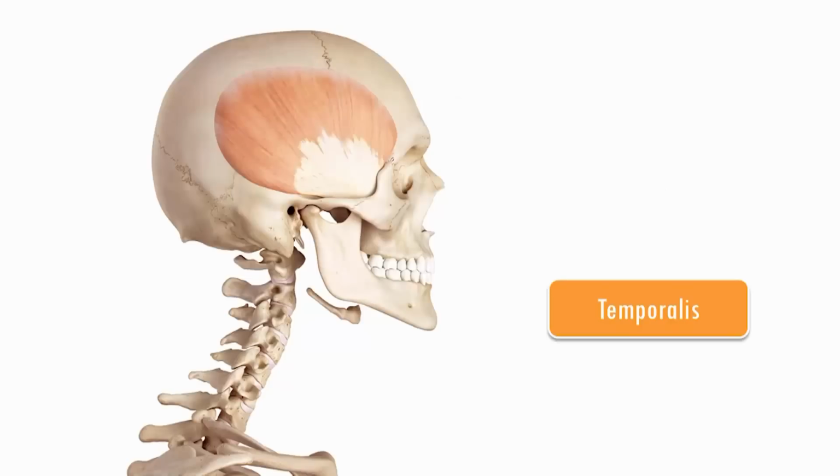Now let's take a look at the attachment sites for the temporalis muscle. This muscle has an origin on the temporal fossa of the skull. It inserts into the coronoid process of the mandible. Its actions are to elevate the jaw as in chewing gum or chewing food. It's important to note that this muscle is often involved in temporomandibular disorders and/or tension-type headaches.